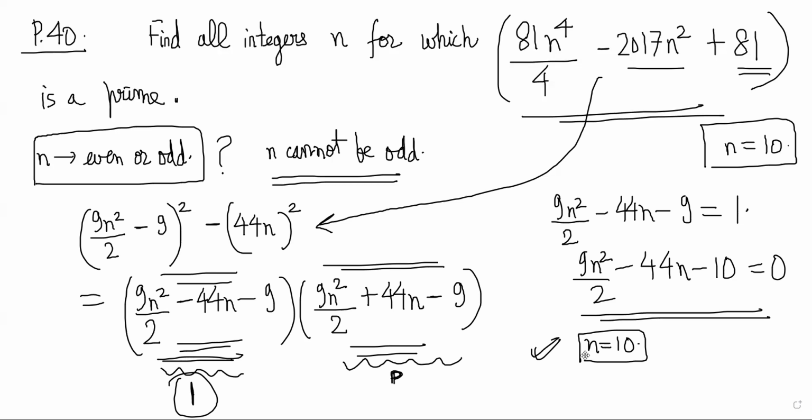If you check n is equal to 10, if you put it here, you will get a prime number which is 881. You can check that also. Is it clear for everyone? Yes, sir.